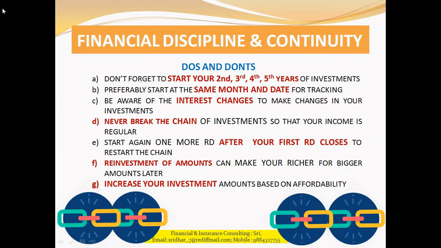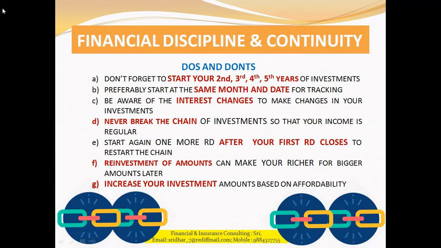Now, start again one more RD every time an RD closes. Very, very important to continue your chain, right? Reinvestments of the amount will always make you richer and richer, right? Now, increase your investments based on your affordability. I have taken a very ideal amount of 1500 because everybody can afford it. Now, two things here. If you want to increase your investment to say 2000 or 2500, yes, you can very well do it. That will give you an increased amount at maturity, okay?